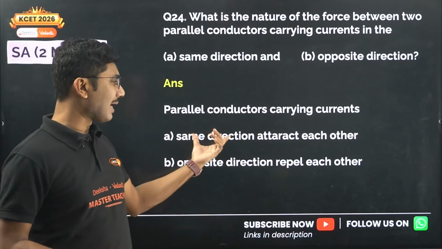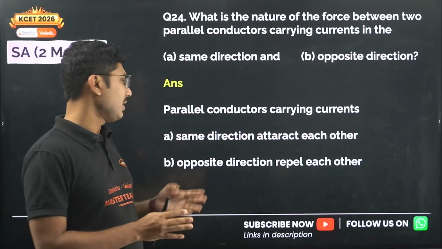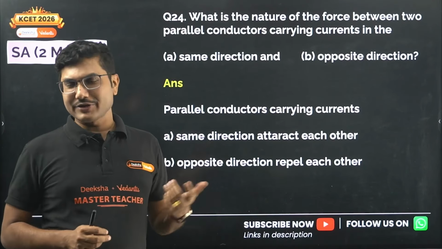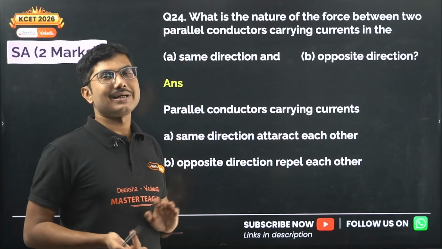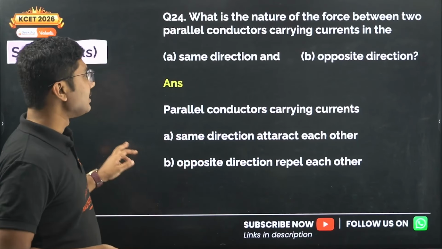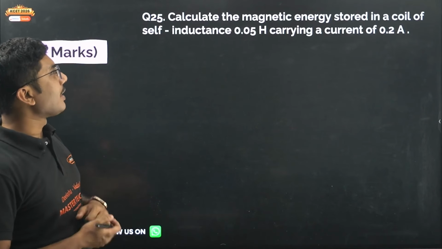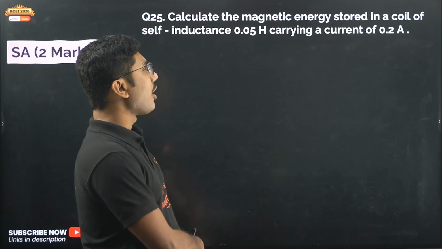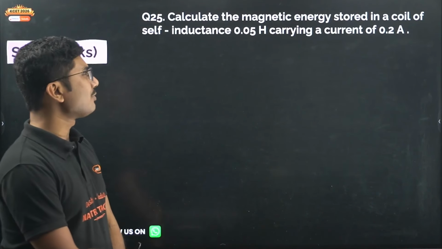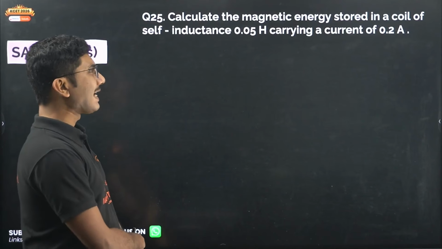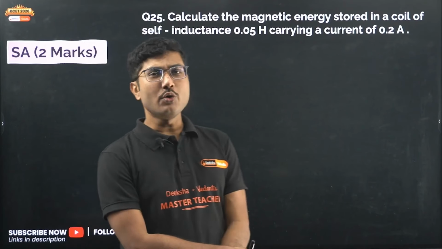So this is called parallel currents when everything is in the same direction, but opposite direction means anti-parallel currents. Anti-parallel currents repel each other. Okay, easy question. Calculate the magnetic energy stored in a coil of self-inductance 0.05 Henry carrying a current of 0.2 ampere.